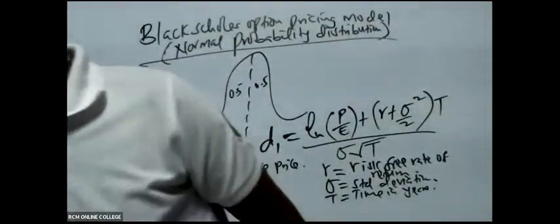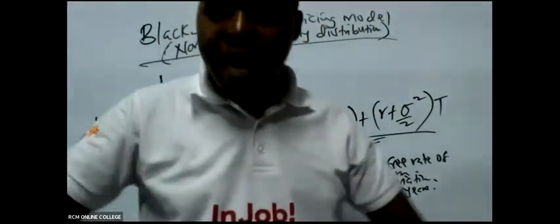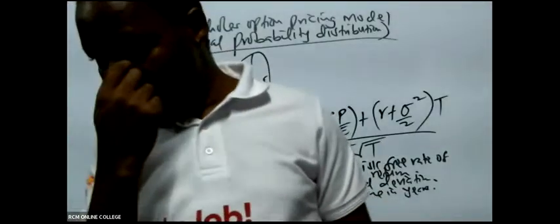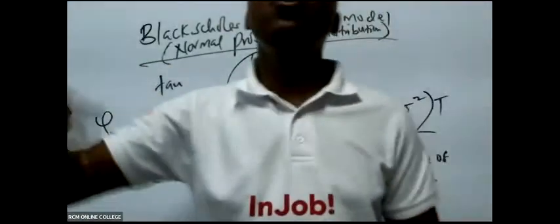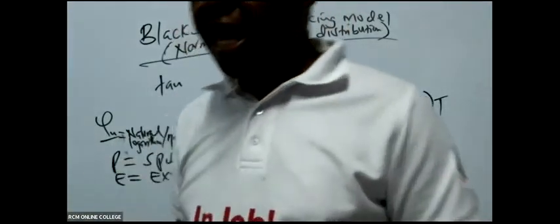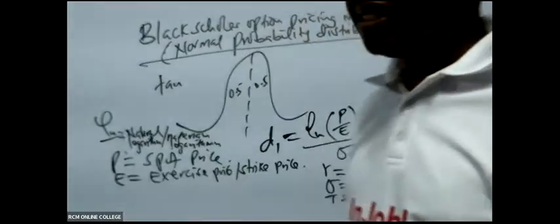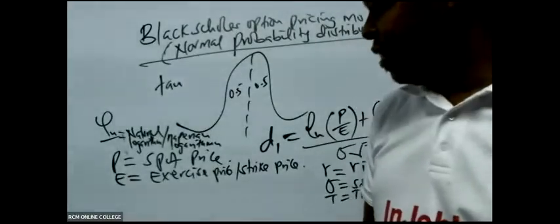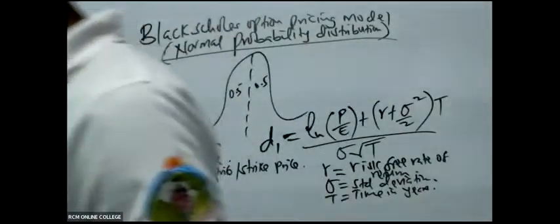Spot price is the current price today. Spot is today. The exercise price or strike price is the price which you use to purchase that financial asset. Are we together there? Great.